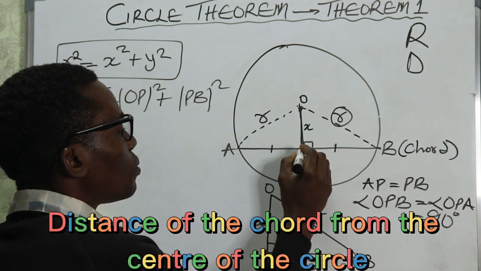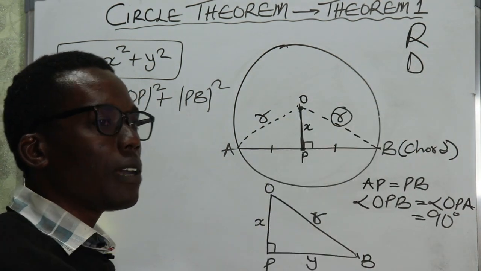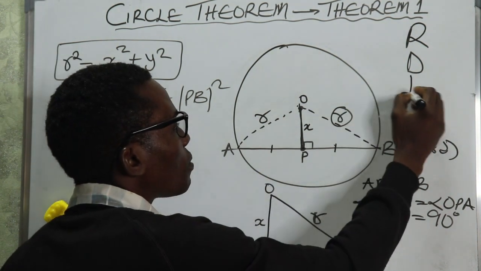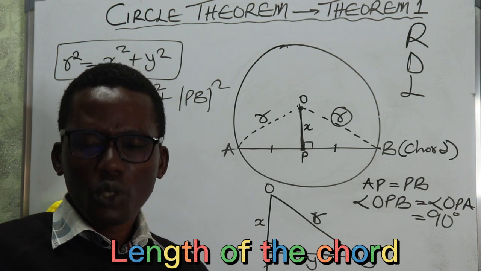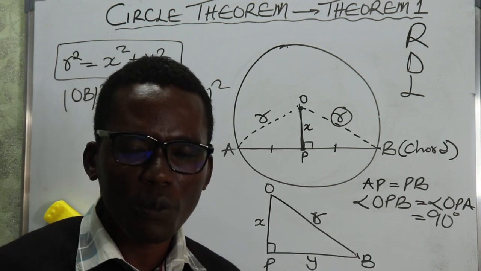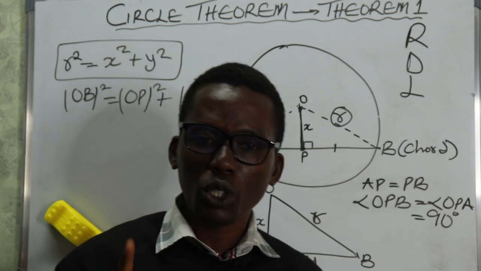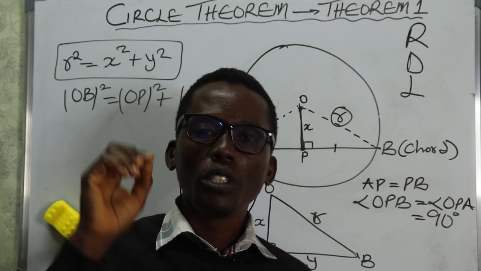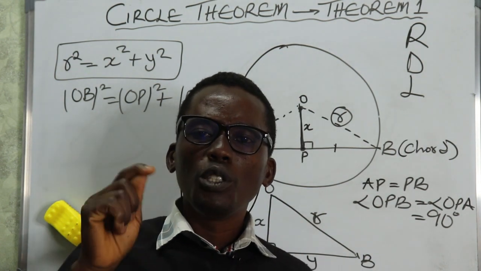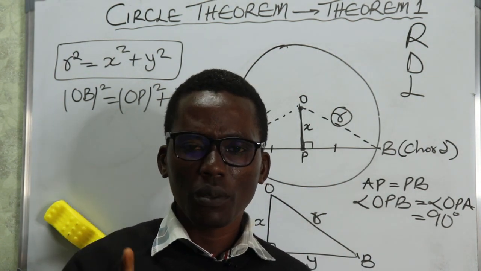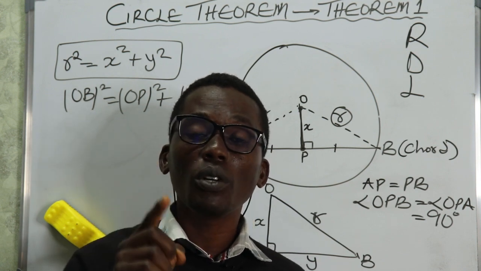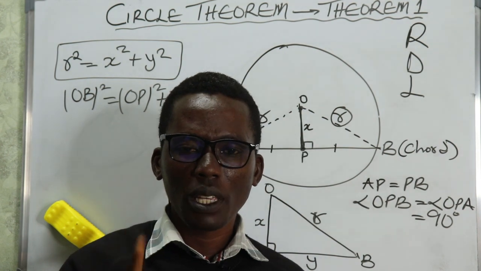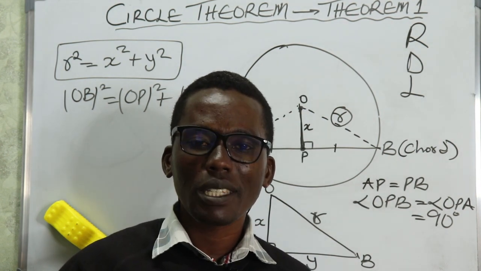Distance of the chord from the center of the circle. And finally, you will be asked to find the length of the chord. So in any question you are solving under the first theorem of circle geometry, or circle theorem, make sure that you are looking for these three things. If one is given, the other two will not be given, and if the other two are given, one will not be given. The questions are always tactical.